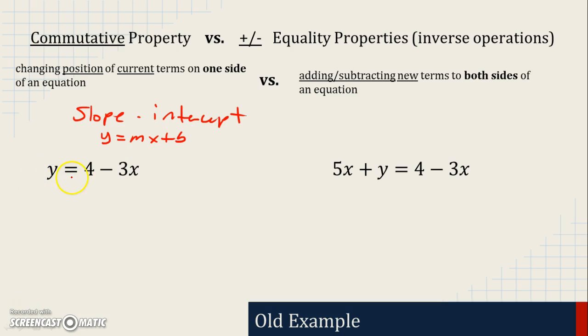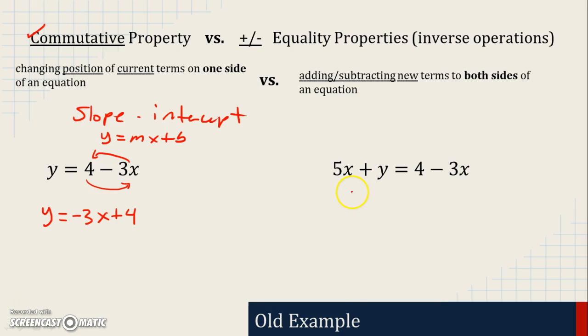I already have the y equals. I need my mx to be over here and the 4 to be over there. That's called the commutative property. So I'm just going to go ahead and commute these two terms. And I remember that I keep the sign with them. So y equals negative 3x plus 4.